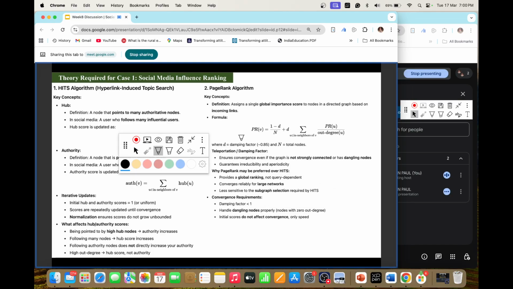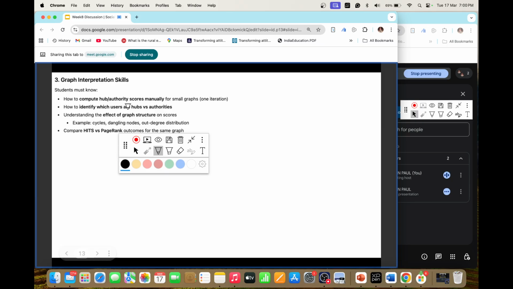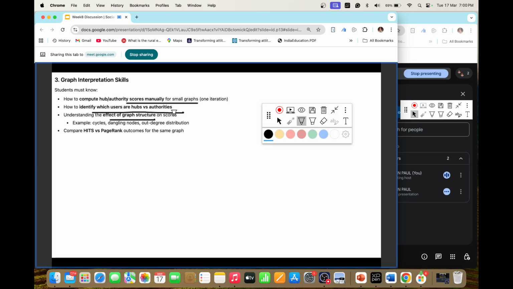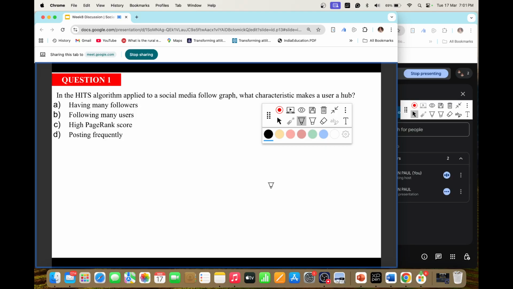The page rank algorithm we have seen again and again. Then the graph interpretation skill: how to compute hub and authority scores manually, how to identify users as hub versus authority, understanding the effect of graph structure, that is cycling, dangling nodes, and out degree distribution, and compare hits versus page rank. And the practical implications: hubs are users who follow many influencers; authorities are influential users with many followers; page rank measures global influence regardless of who follows whom locally; and last, network design moderation helps identify the influencers potential for recommendation or advertising target.